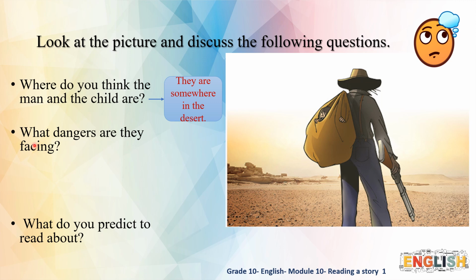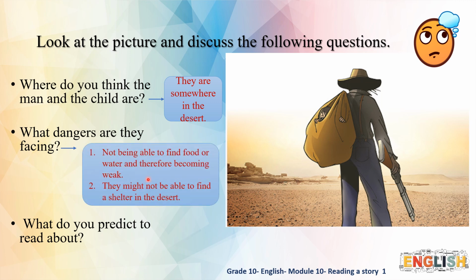Okay, let's move to the second question. What dangers are they facing? Not being able to find food, water, and therefore becoming weak. They might not be able to find a shelter. A shelter means a place to live. They might not be able to find a shelter in the desert. What do you predict to read about? Excellent. A story about a man who faced many difficulties in the desert. Let's move to the next activity.